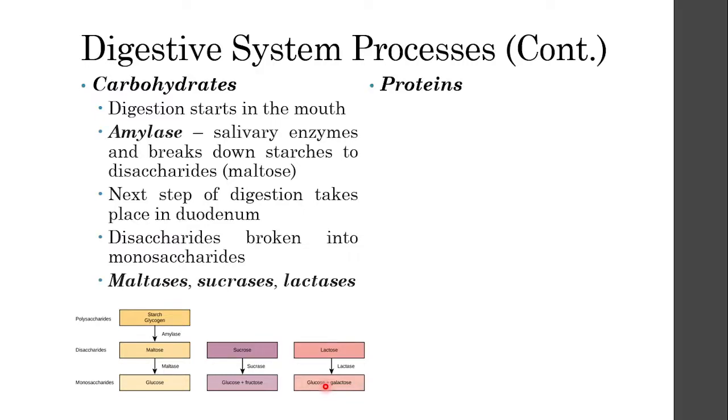Next, let's talk about proteins. Where are the proteins digested? Protein digestion starts in the stomach. The reason that it does not start in the tongue or in the mouth is because we do not have the enzymes necessary to break down the proteins in our mouth. So the breaking down process happens when the food enters the stomach.